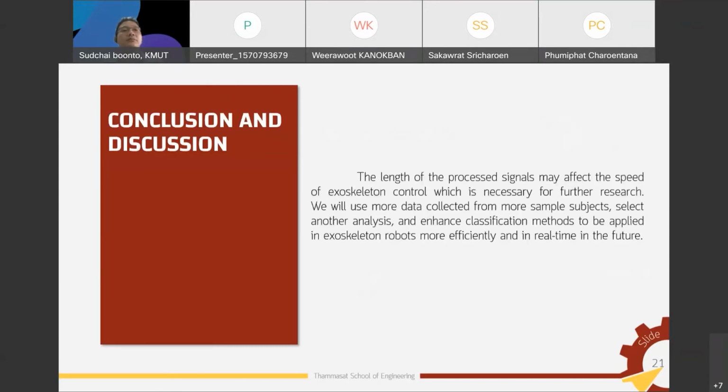The range of the processed signal may affect the speed of exoskeleton control, which is necessary for future research. We will use more data from more sample subjects, select another analysis, and enhance the classification method to be applied in exoskeletons more efficiently and in real time in the future.